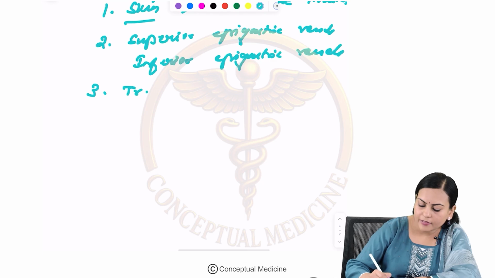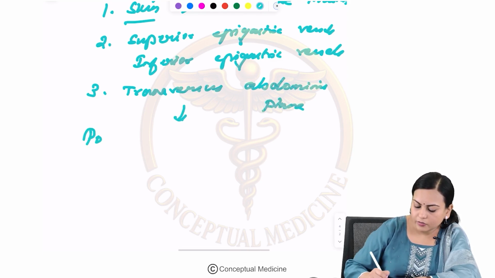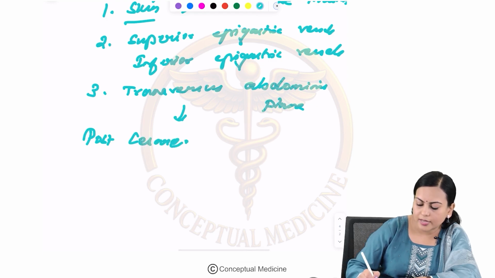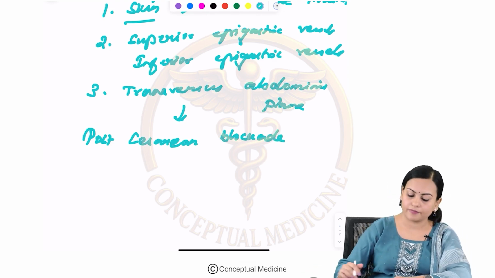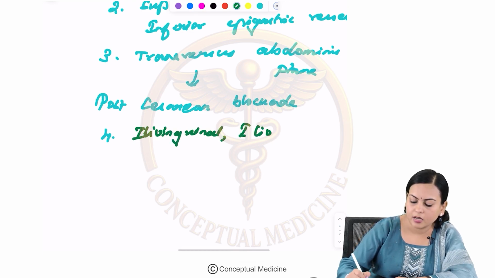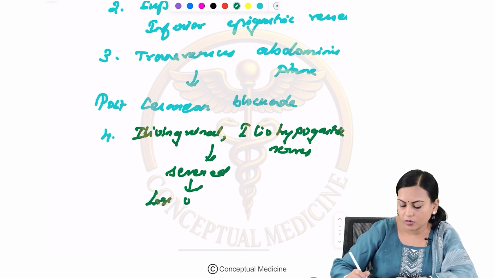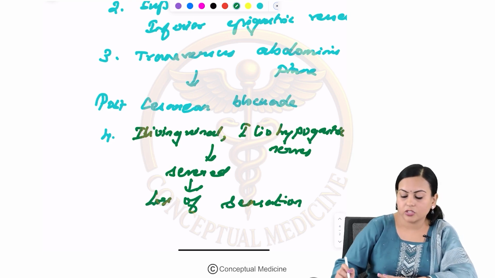Next one, we have seen the transversus abdominis plane. So in this region, we can give post-Cesarean blockade to get pain relief. We also have the ilioinguinal and iliohypogastric nerves. If these nerves are severed during surgery, it will lead to loss of sensation in the area in which these nerves supply.